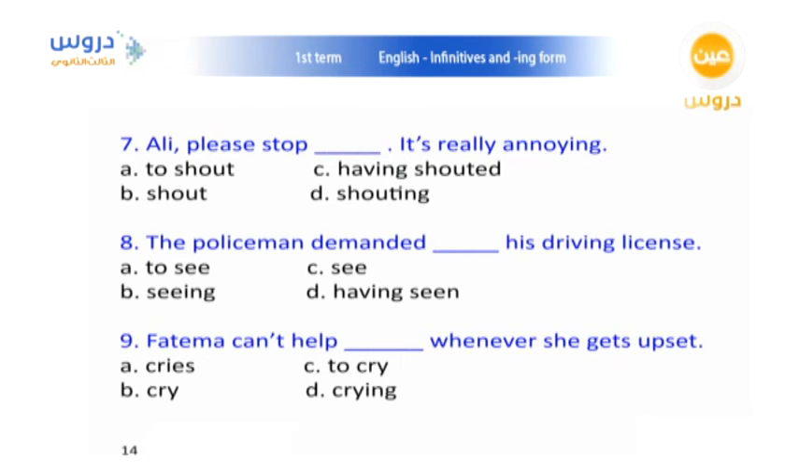Number seven: please stop ___, it's really annoying. A, to shout, B, shout, C, having shouted, D, shouting. We just mentioned this example. Oh, Nur, D, which is shouting. Do you agree with Nur, Mada and Amir? A, which is to shout, is an infinitive form. Okay, great. But we have certain verbs. We should use an ing after stop. Please stop shouting. This is the answer. Thank you to you all. We appreciate it. But the answer is D.